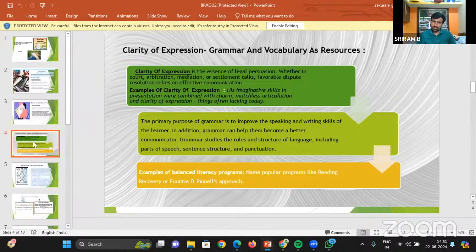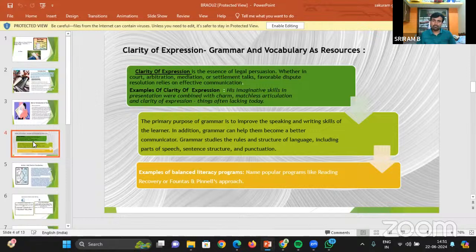Clarity of expression, grammar and vocabulary as resources. Clarity of expression is the essence of legal persuasion, whether in court, arbitration, mediation, or settlement talks. Favorable dispute resolution relies on effective communication. Examples of clarity of expression: his imaginative skills in presentation were combined with charm, matchless articulation, and clarity of expression, things often lacking today.